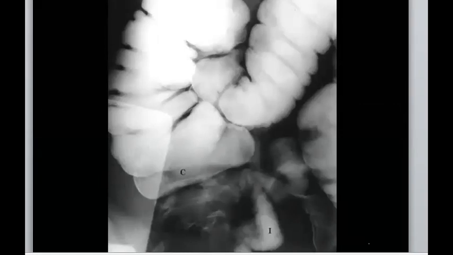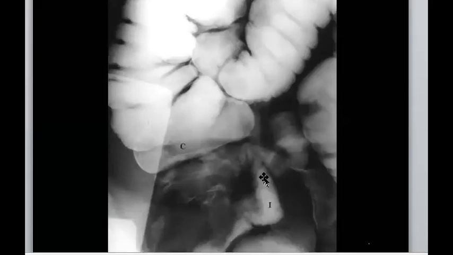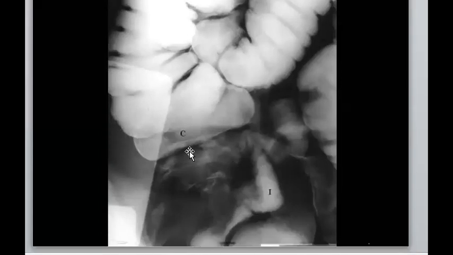This case, maybe in the barium, really is difficult. I don't know if you can see anything, but imagine that the pathology is here. You can imagine this. In the CT, maybe it is easier.